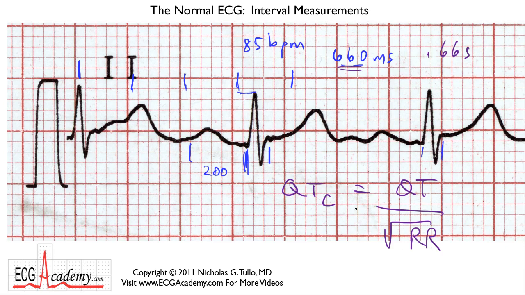Now, when we talk about AV node conduction, we'll be able to define things like first-degree AV block, which is present when you have a PR interval of greater than 200 milliseconds. But that's a topic for another video, isn't it?